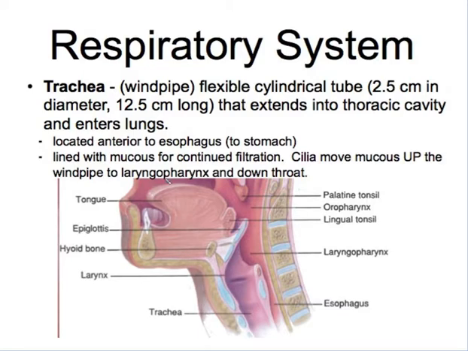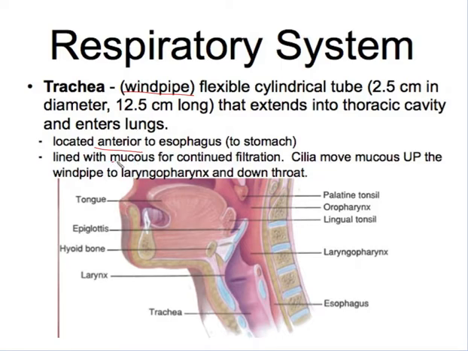So for starters, again, this is your lower respiratory system, so everything below the larynx. Your trachea, also known as your windpipe, is a flexible cylindrical tube, roughly 2.5 centimeters in diameter, about an inch, and it's 12.5 centimeters long. So give or take a little bit, 5 to 6 inches long. It extends into your thoracic cavity and enters the lungs. It's located anterior to the esophagus. So if you get hit in the throat, you will hit your trachea before you hit your esophagus.